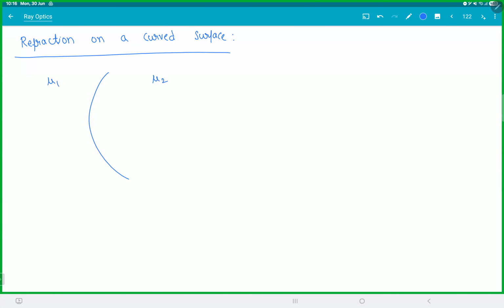The next thing is refraction on a curved surface. Again, like I said, as long as you know the formula and the sign convention, everything looks similar. In CET, this itself will be a question. They'll just ask the formula and numbers. So mu1, mu2, radius R. So here the interface is not a flat surface, but it is curved. Let's say this is your image.